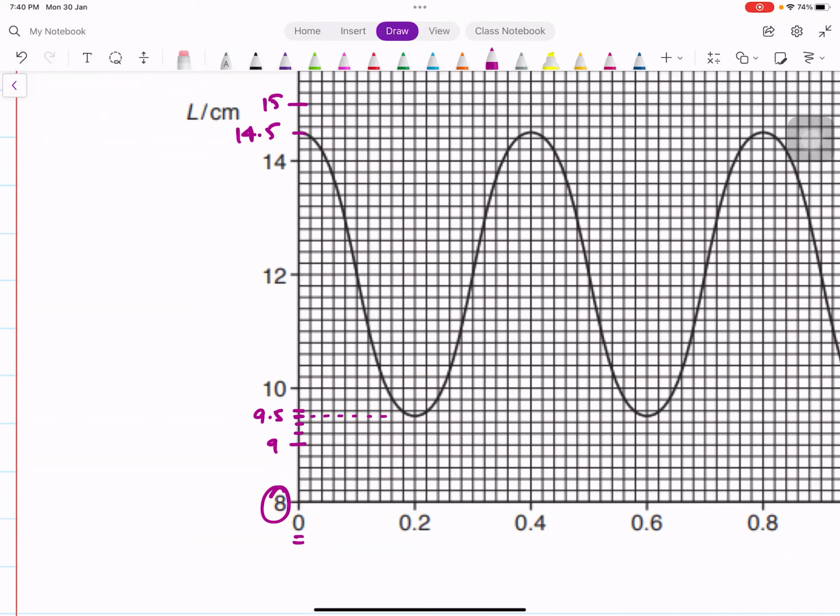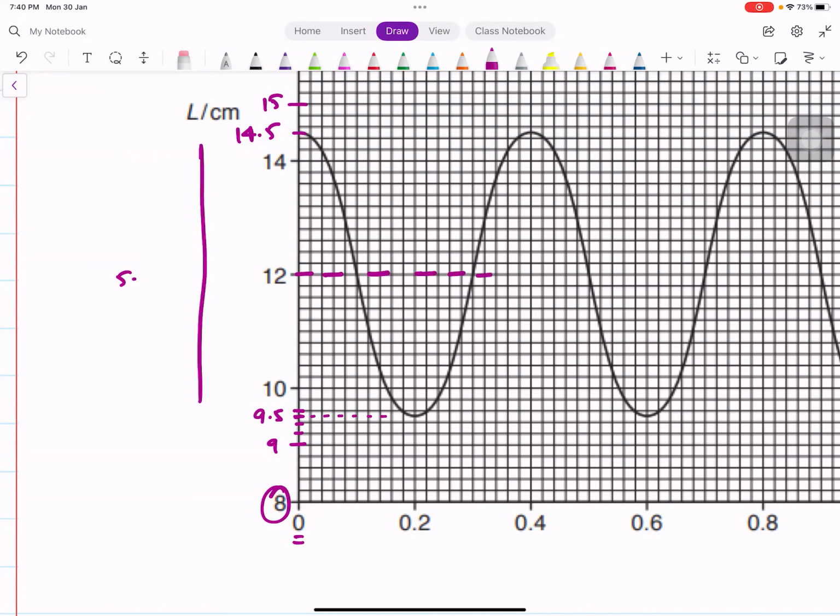Yes, sir. 9.5 plus 5, what is that? 14.5. No, I'm sorry, 9.5 plus 2.5. I have to go half. This whole is 5, and I want to go to the middle. So that would be 12, right? Yes, sir.